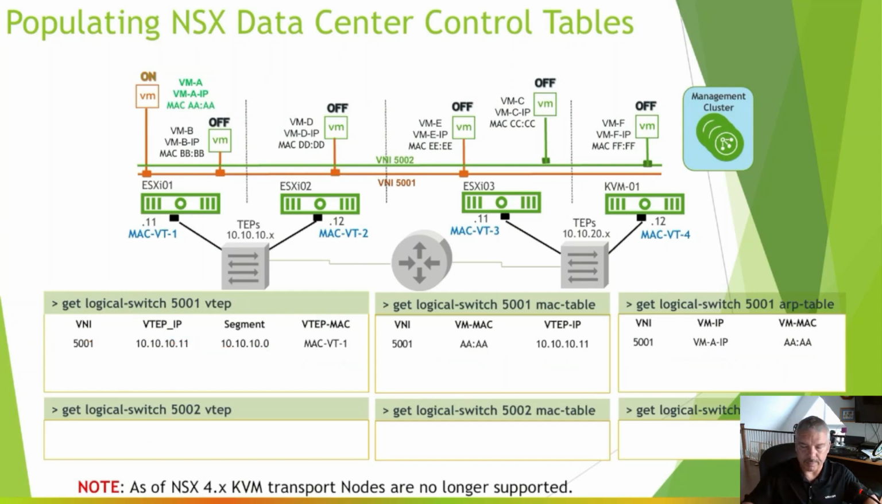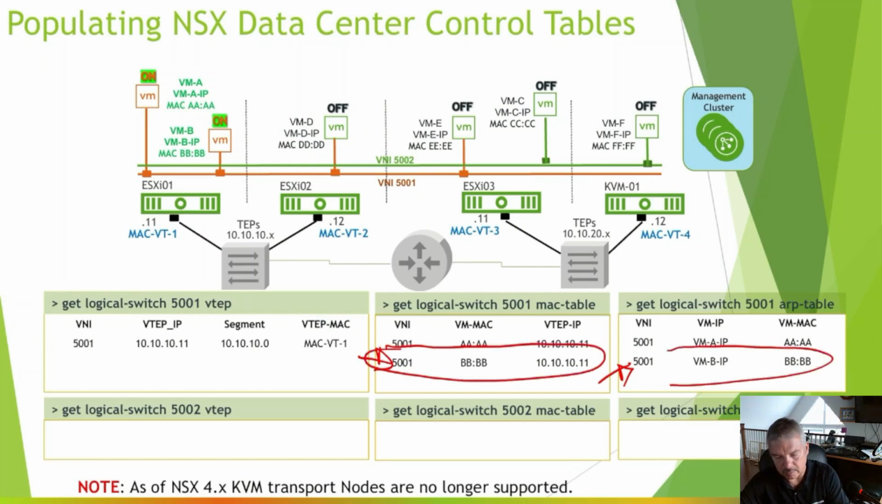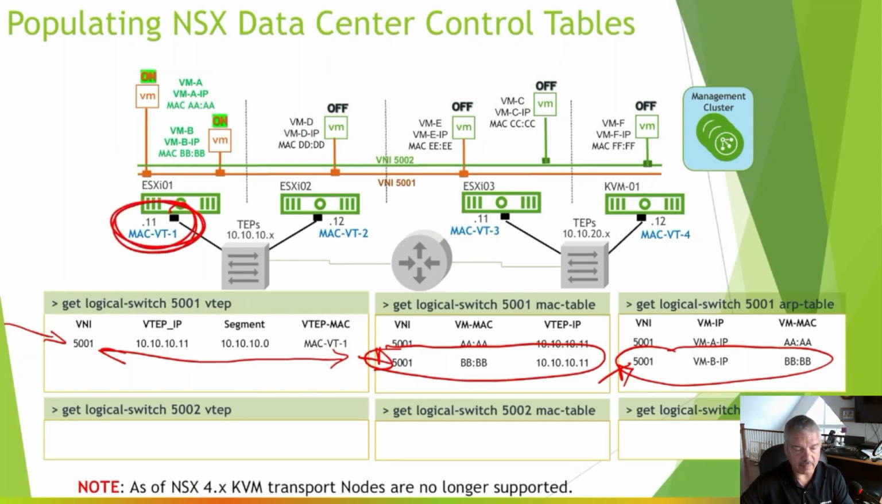Now, let's power on another one. So let's power on VMB over here. And again, it's on the red segment. So again, what we're going to see now is we have the MAC table being updated with a second entry and the ARP table being updated with a second entry. Those are the entries for the VMB, right? You can check those out. Well, why didn't we put another entry in the TEP table? There's still only one entry in the TEP table. Why? It's because it's the same TEP. VMA and VMB are using that single TEP. Why put a duplicate entry?